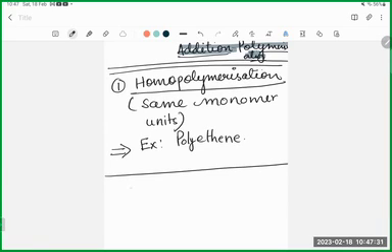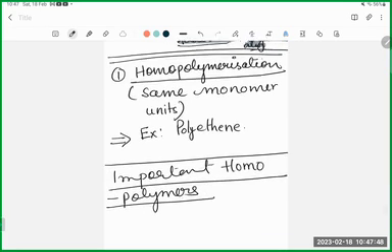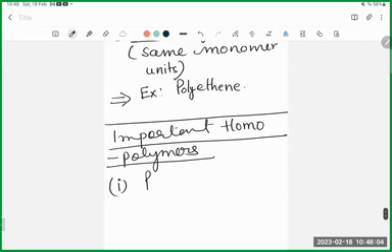Okay, so let's see some examples and their preparation. Polyethylene as the example I have given. I'm giving you some important homopolymers over here, so let's go into detail. The first, polyethylene, I would divide into two subcategories, LDPE and HDPE. What is LDPE? Low density polyethylene. And what is HDPE? High density polyethylene. Polyethylene is basically of two types.